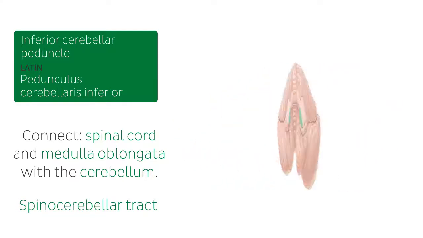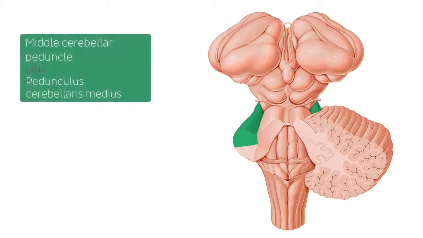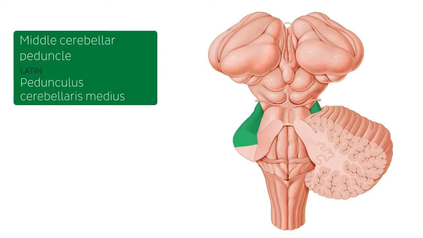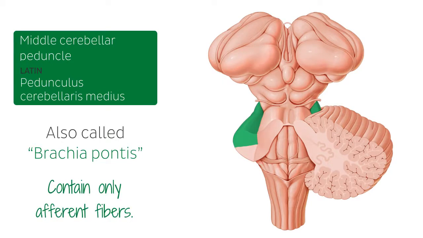Now we're going to be highlighting another one that we had on the list. These are known as the middle cerebellar peduncles. They're also called brachium pontis, which are by far the largest peduncles, and they contain only afferent fibers, so only fibers that arrive at the cerebellum.